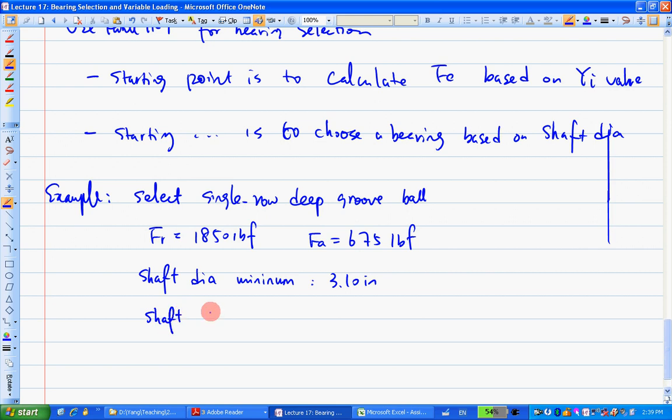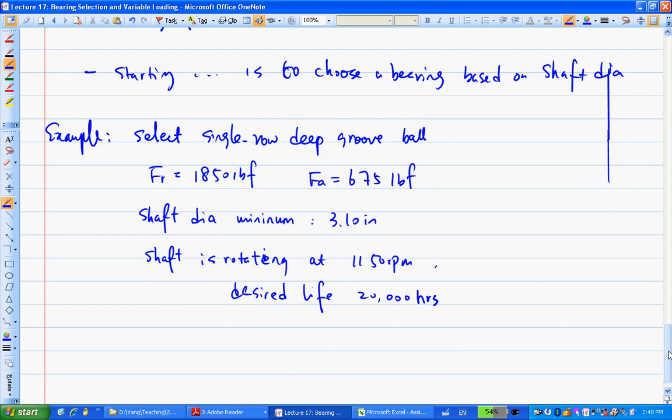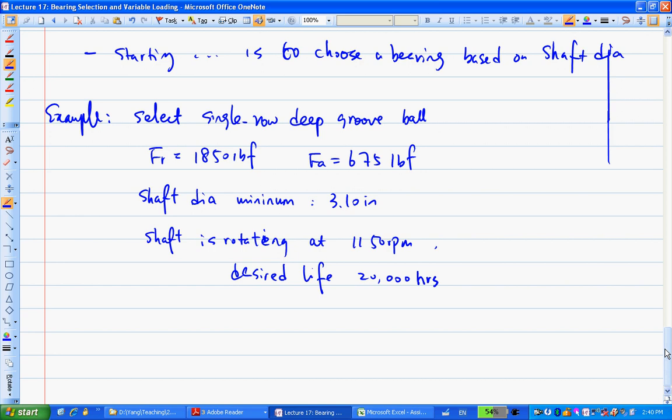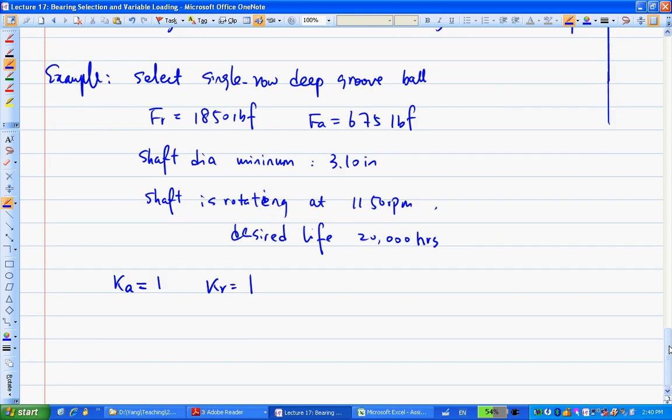We also have the speed at 1150 RPM. Desired life 20,000 hours. Okay. So those are basically the given numbers that are here. Now, KA, let's basically set it to 1 for reliability of 90%. And also let's use the TR as 1 or so, just to simplify it a little bit. Okay.